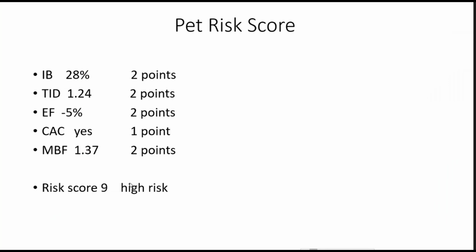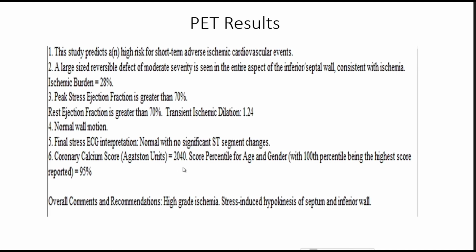So this guy hits a perfect score on my risk model. He gets a 9 on it, and so this is a high risk scan, and this is consistent when we see these numbers where he's got ischemia superimposed upon significant aortic valve disease. That's why this scan is so abnormal.